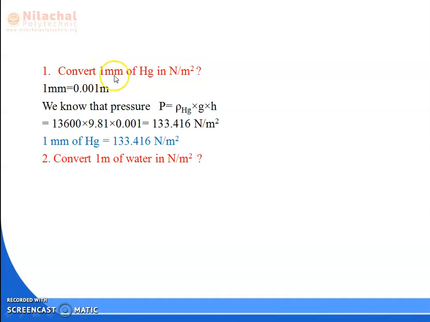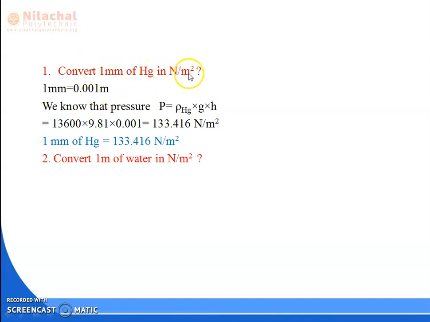First question is, convert 1 mm of Hg into Newton per meter square. So what is given? 1 mm. So 1 mm is your what? 1 mm is the height of the mercury column. So H is equal to 1 mm. In which unit do you have to convert? Newton per meter square. But it is given in mm, so you have to convert into meter. 1 mm is equal to 0.001 meter.